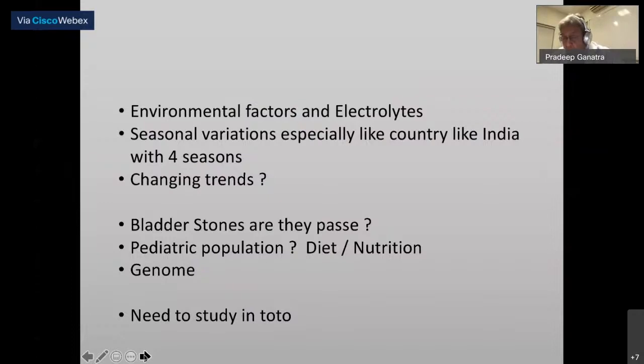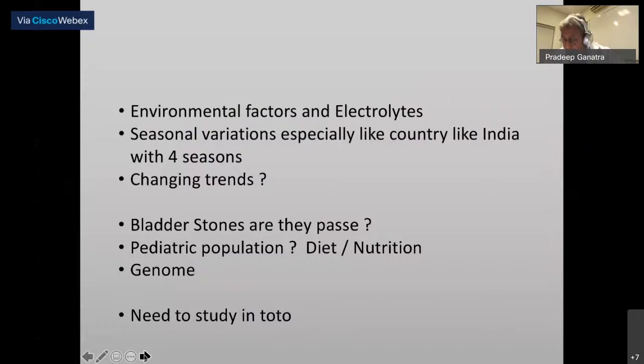Also, we have observed 30 years ago, most of the population of a particular village were inflicted with genitourinary stones. We have not seen the same recently. It would be very enlightening to see whether this change has happened, if at all. Is it the climate change or is it the change in food habits or the drinking water content? Also, we say bladder stones are passive. Is it really so? Also interesting would be the role of nutrition and diet, especially in the pediatric population.